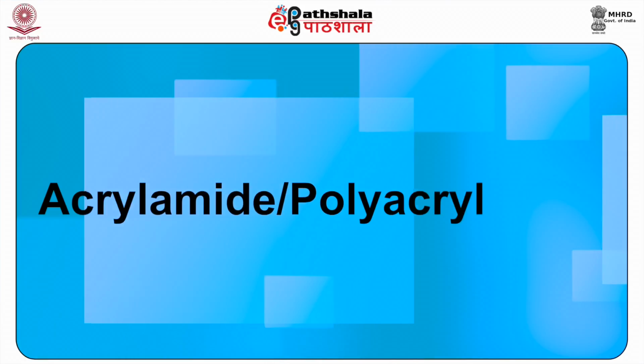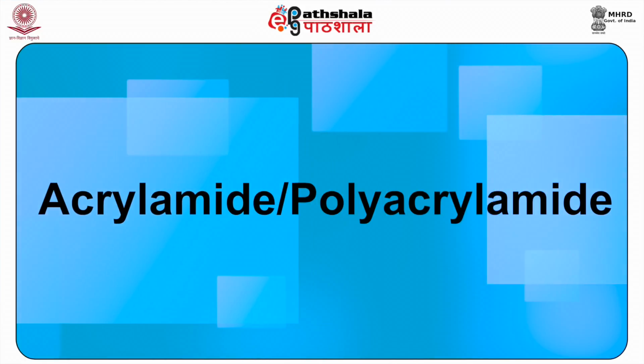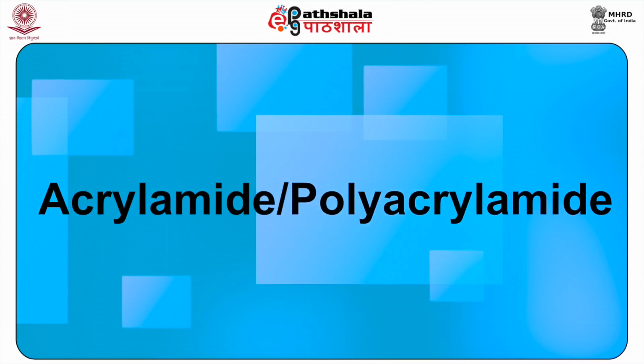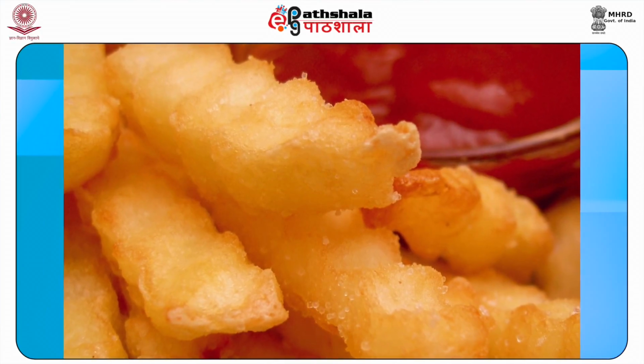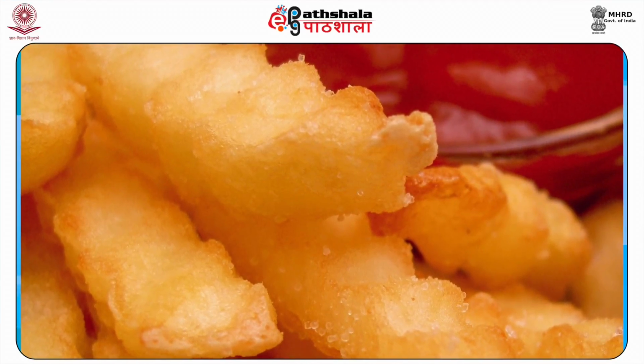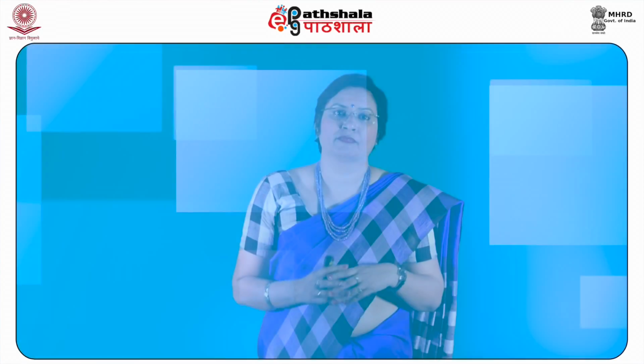The next chemical we will be talking about is acrylamide, or its variant polyacrylamide. Acrylamide is produced naturally in some food products when they are cooked at very high temperatures.